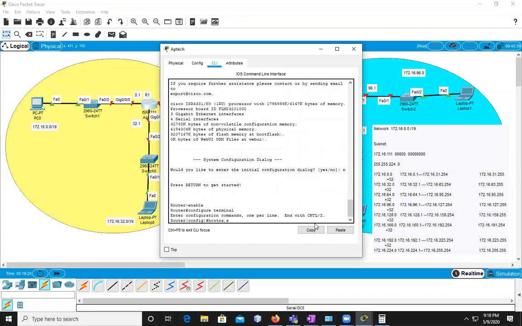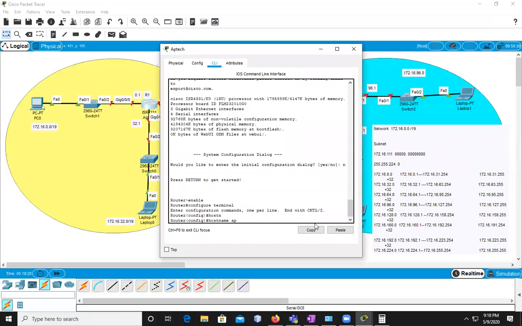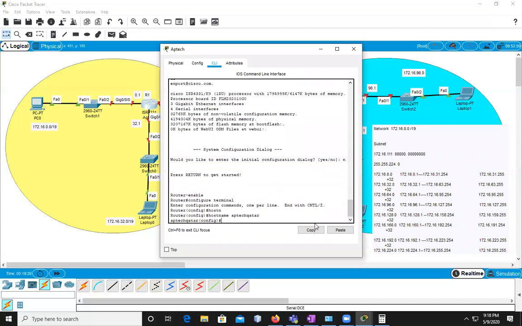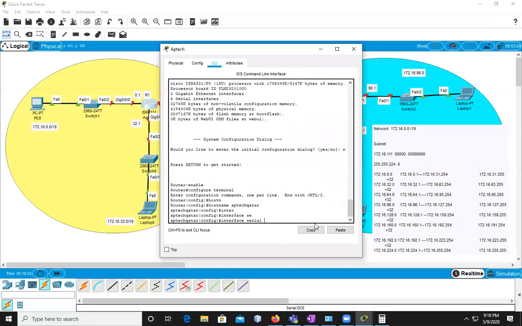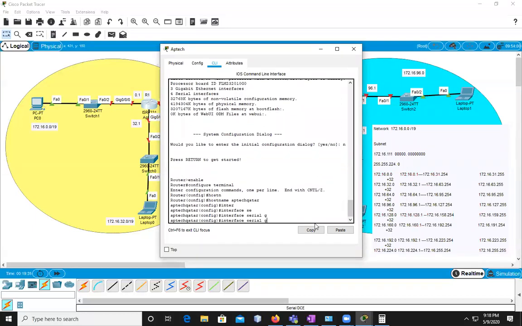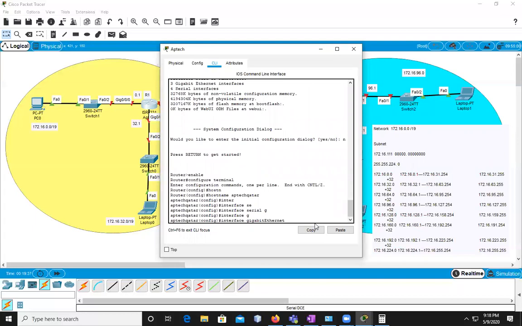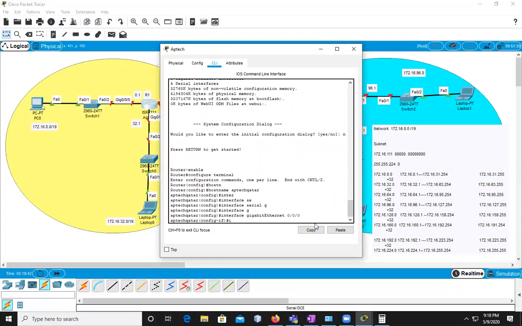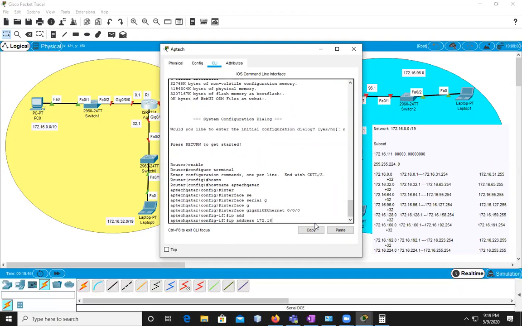So host name is Aptech Qatar. Then interface gigabit 0/0/0. Some noises are coming out. Please turn off the mic. IP address 172.16.0.1 with the subnet mask 255.255.240. If I'm wrong, please correct me.